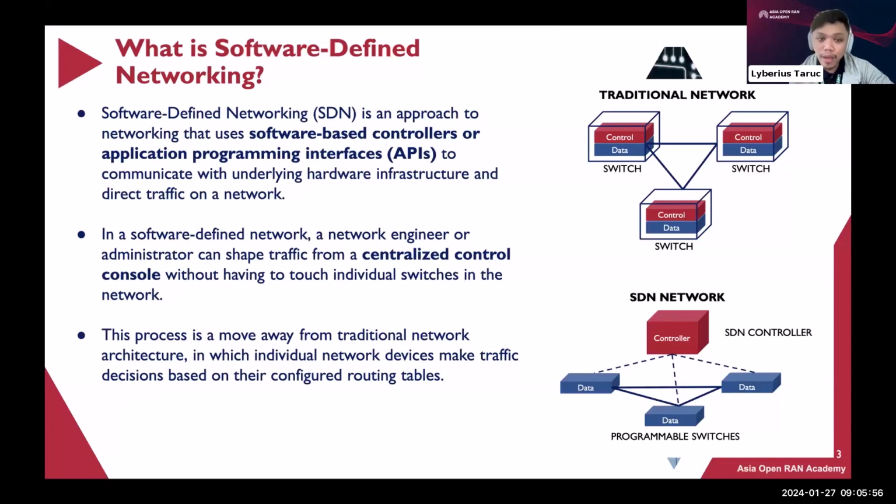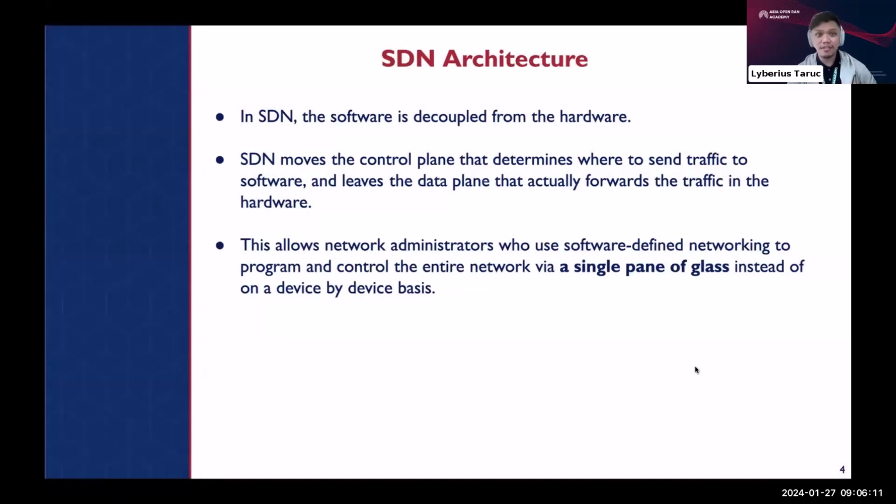Okay, this process is a move away from traditional network architecture in which individual network devices make traffic decisions based on their configured routing tables. Now the SDN architecture in itself, we take the term SDN, software defined, because in a way we are already decoupling or separating the dependencies between the software and the hardware. And with the software, that means the configuration or the control plane. SDN moves the control plane that determines where to send traffic to software and leaves the data plane that actually works the traffic in the hardware.